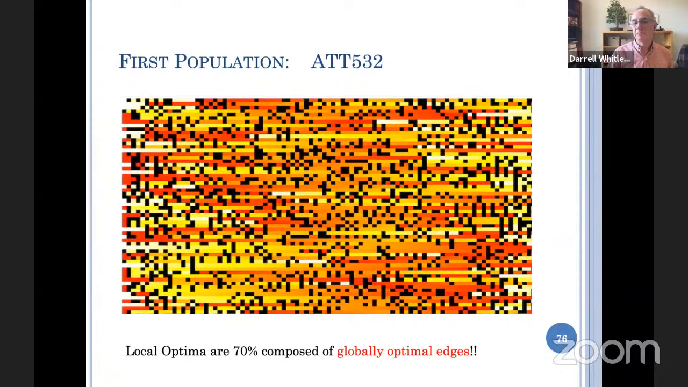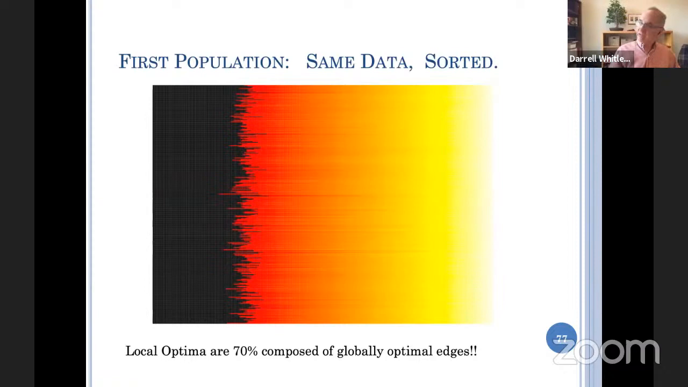An easier way to look at this is to sort the edges. We no longer have a tour when we sort the edges, but we can get a better picture of how many of the edges are not globally optimal, the black ones, and then how many of the edges are globally optimal, the colored ones. And the other thing that's startling about this picture is that the frequency is amazingly consistent across all of the local minima. Remember, every line in here is a different local optimum, and I'm stacking up a whole population of these things.